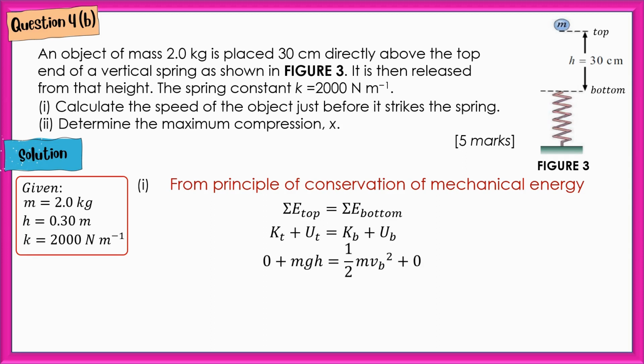Basically, kinetic energy plus potential energy at the top is equal to kinetic energy and potential energy at the bottom. At the top, initially it is at rest, so kinetic energy is equal to 0, U is equal to mgh. And at the bottom, because it is at the lowest point, the potential energy is equal to 0, kinetic energy is equal to half mvb square. We want to calculate the vb, so we can cancel the m because both sides have an m. And if you substitute the value, you will get that the speed of the object just before it strikes the spring is 2.43 meter per second.